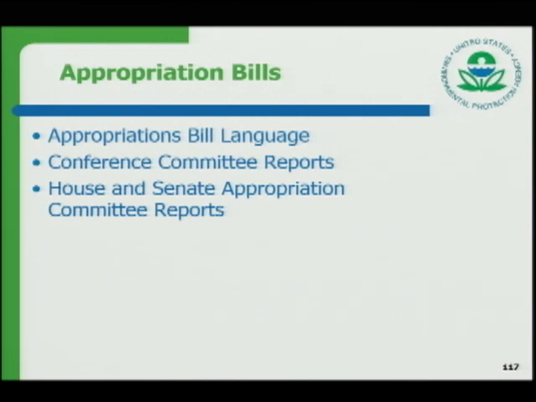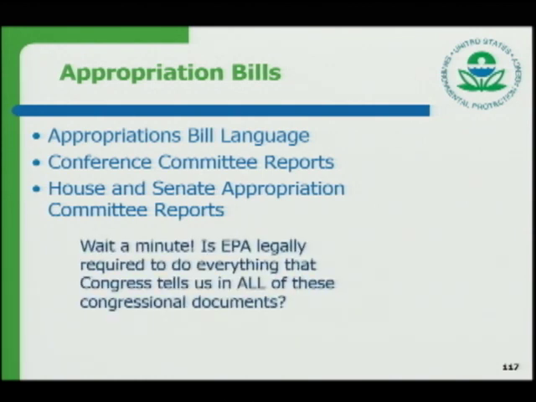Okay, so we're getting a lot of stuff. Our team is keeping track of what's going on the Hill. We have the appropriations bill language, which we assume is law. We have the conference reports, and we have the House and Senate committee reports. So the question becomes, what do we in EPA take as legally binding to perform our mission? Or what do we consider law?